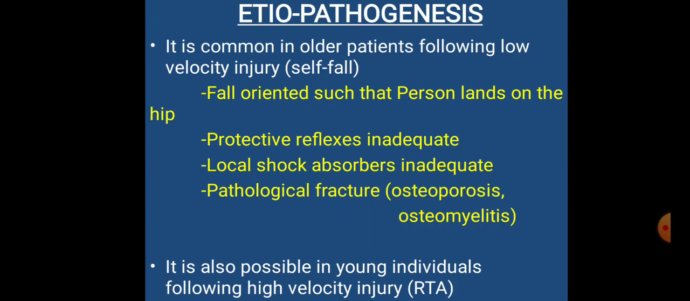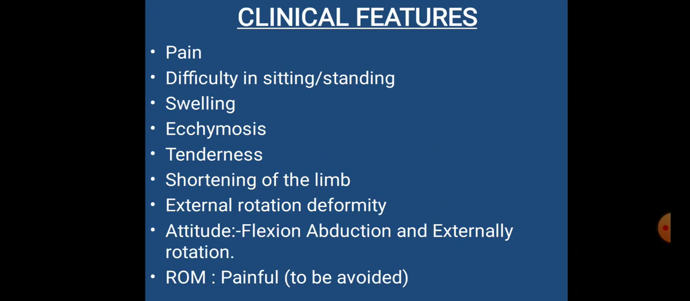Coming to the etiopathogenesis of this fracture, it is most commonly encountered in older patients following a low velocity fall. It is encountered in young people also, but in the young it is very commonly encountered in high velocity traumas like RTAs. In the elderly, the fall is such that the person lands directly on the hip. This may be because the person may have lost his protective reflexes, or they may be inadequate. Less shock absorbers, and pathological fractures when the patient has osteoporosis or osteomyelitis.